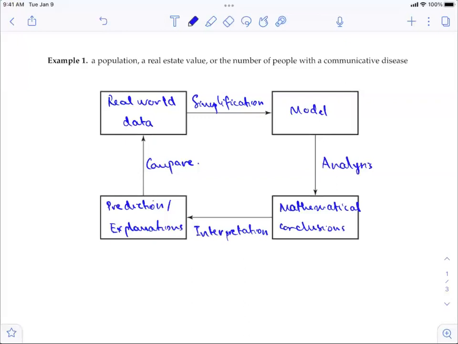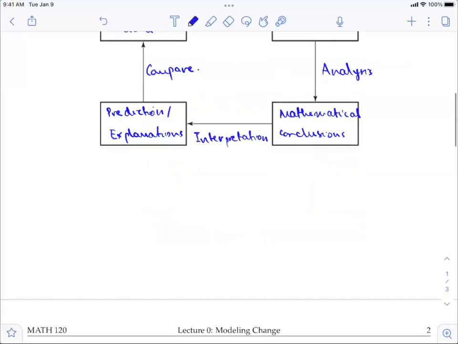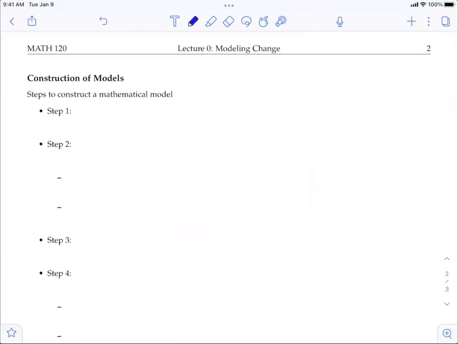All right. So to construct a mathematical model, there are a few steps that you need to go through, but not always in that particular order. The following steps are just some basic steps that you need to keep in mind when you build a model. The first step, of course, is to identify the problem. So what is the problem you would like to explore?